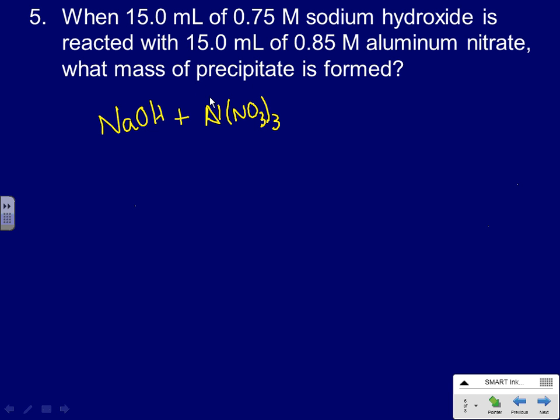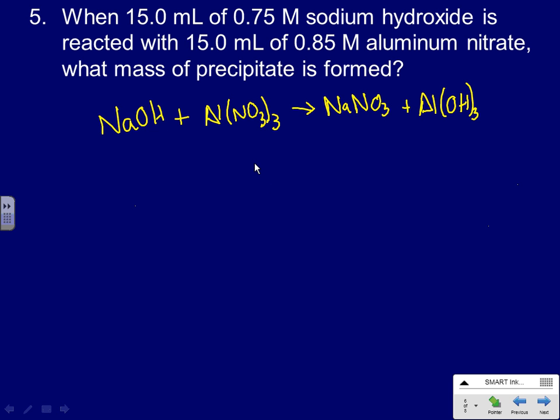Yep. 3 and 1. Aluminum is 3, nitrate is 1. Products. Yeah, TJ, what do you got? AlOH, and we need 3 of those. The question asks, what is the mass of the precipitate formed?